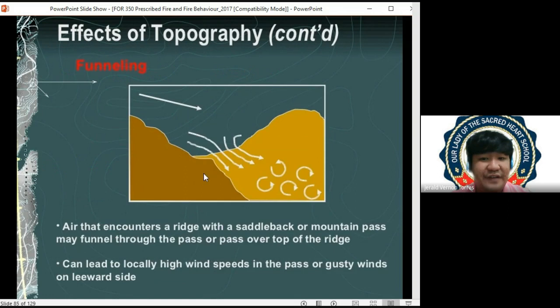Meron din tayong tinatawag na funneling. So, kunyari may saddleback area kayo. This is an example of a saddleback area. Nangyayari, pagdaan ng wind ninyo dito sa leeward side, magiging turbulent siya. And if that's the case, magiging intense yung fire at this point. Tawag diyan sa event na is funneling.